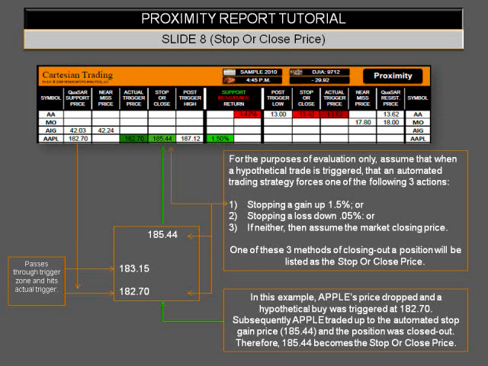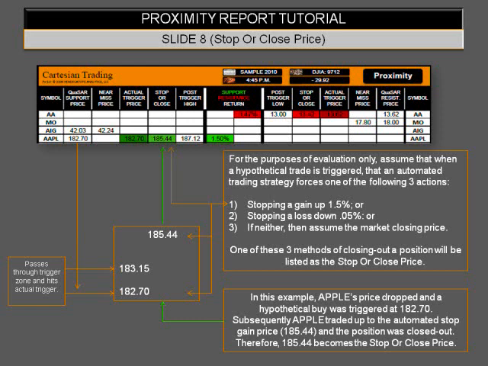Very important information. Look to the right-hand side of the slide, below the resistance section of the proximity report, and read: for the purposes of evaluation only, assume that when a hypothetical trade is triggered, an automated trading strategy forces one of three actions. Well, when a hypothetical trade is triggered for the purposes of evaluating the Quasar report, Cartesian Trading institutes one of three basic triggering systems.